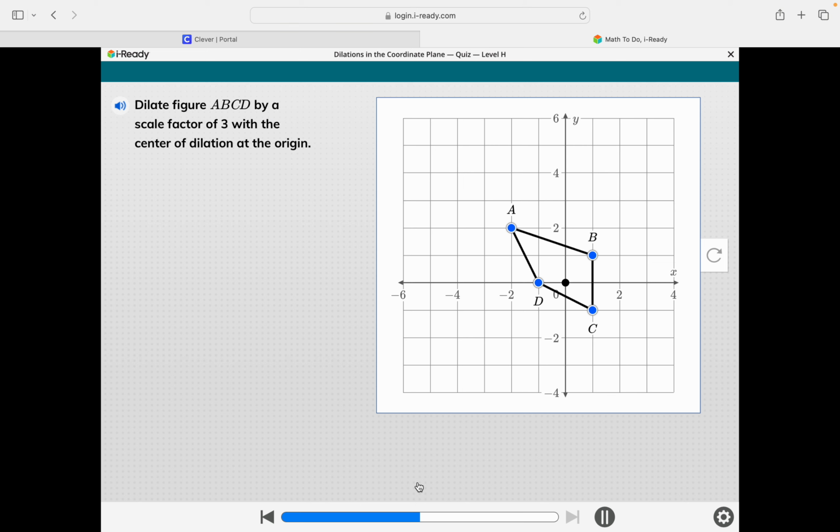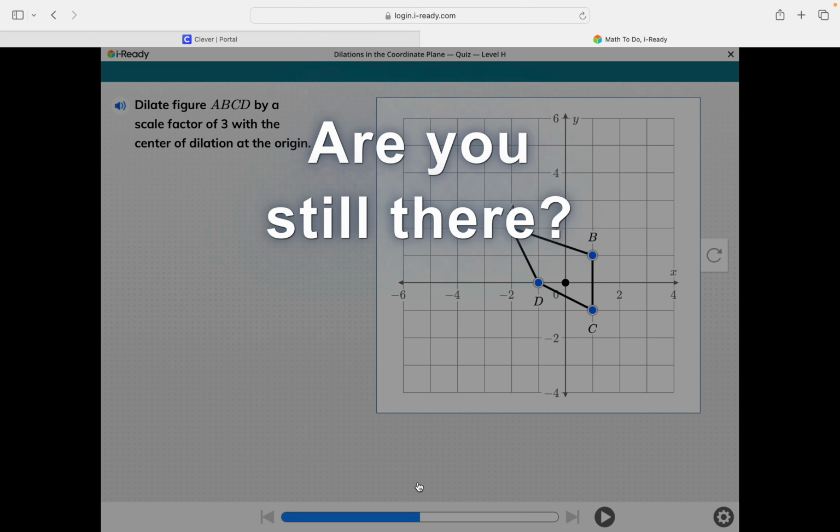C equals, Subani, C is plus 1. You don't have to write the plus, Subani. 1 and minus 1. Very good. Times by 3, Subani. 1 will be 3. C prime equals 3 and minus 3. This one's very easy.